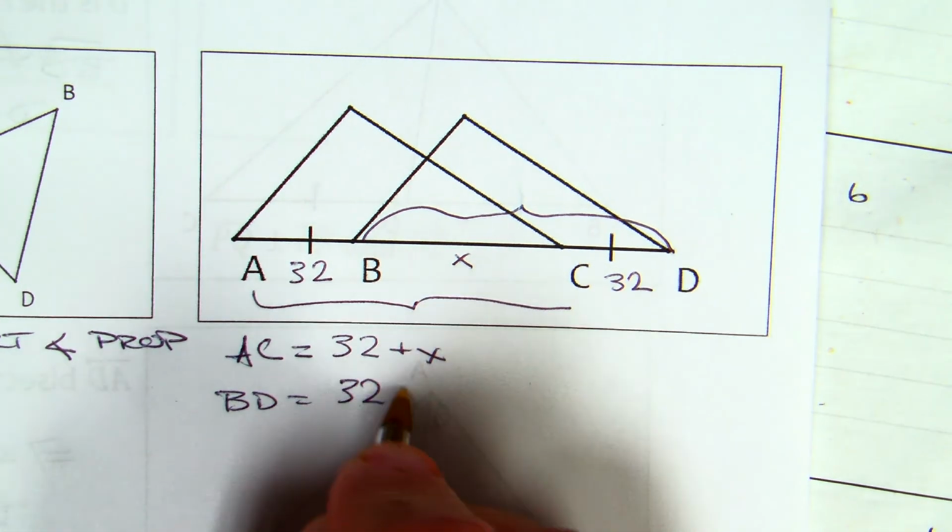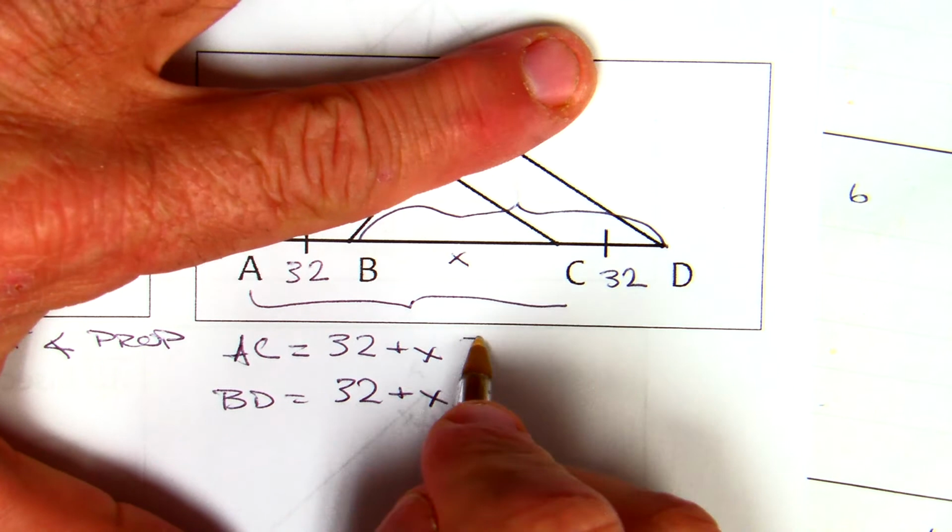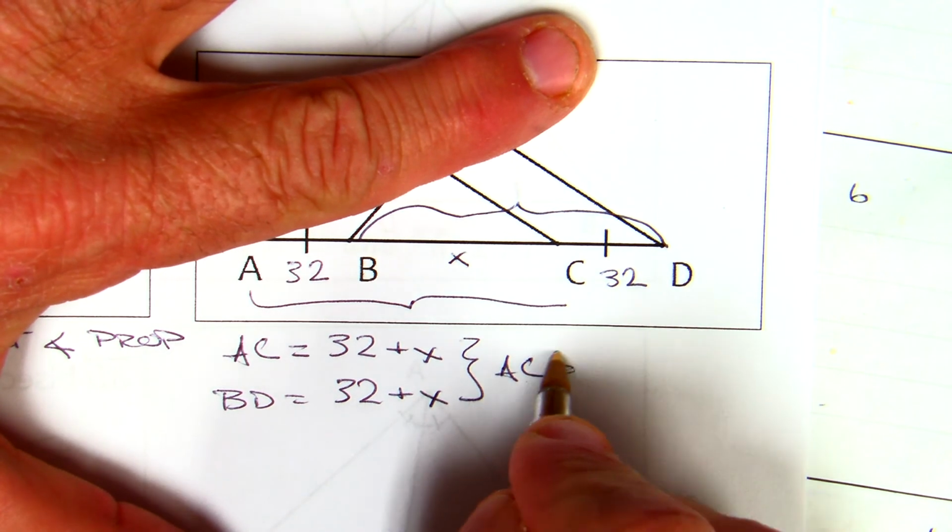Is 32 plus X the same as 32 plus X, no matter what X is? Yes. If this was a different number than 32, would that number still be plus X? And that still be the same number plus X? So no matter what numbers we pick, the resulting segments would always be what? The same. Congruent. Alright? So therefore, ladies and gentlemen, if they give you that diagram, you are allowed to conclude that AC is congruent to BD.